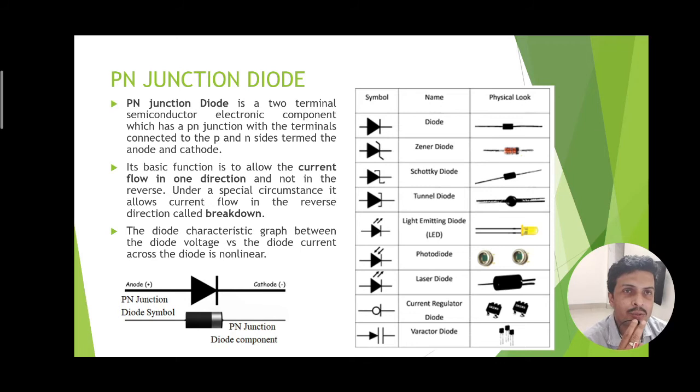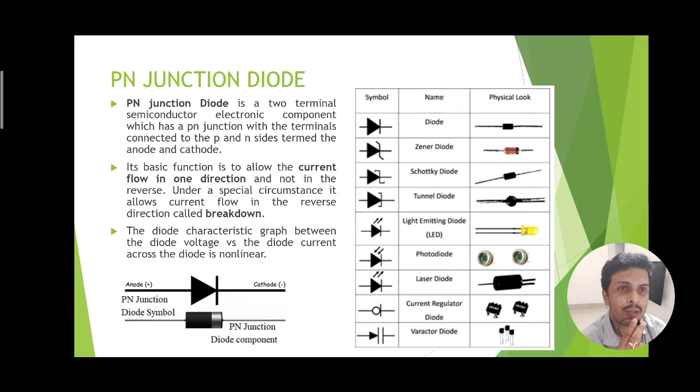Now in this figure, it shows different types of diodes which are intended for different types of applications, the symbolical representation and the actual physical look. On the left hand side, we are seeing a series of symbols given initially for the normal diode, thereafter Zener diode, Schottky diode, tunnel diode, light emitting diode, photodiode, laser diode, current regulator diode, varactor diode. So these are intended for different types of application.